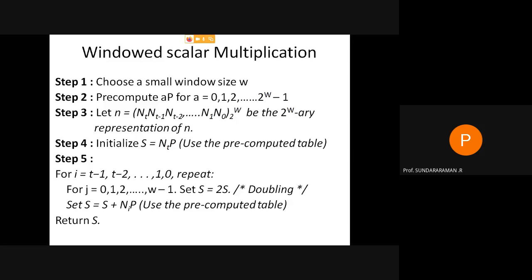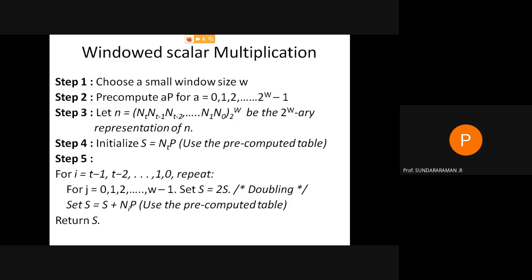So what we have to do is calculate 0 into P, 1 into P, 2 into P, 3 into P, 4 into P, up to 7 into P. They are all pre-computed values. So for computing 0 into P to 2 power W minus 1 into P, based on our previous understanding of point addition and point doubling, we must have the pre-computed values. The pre-computed values can be stored in a lookup table after computation, so that whenever required they will be used.